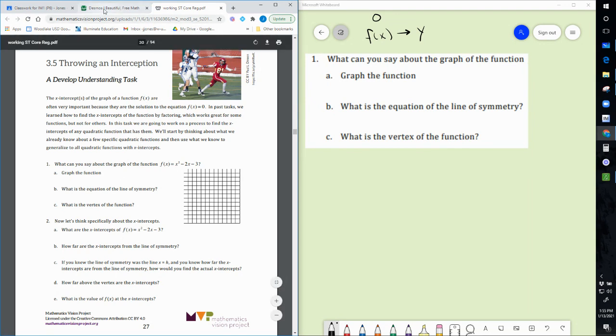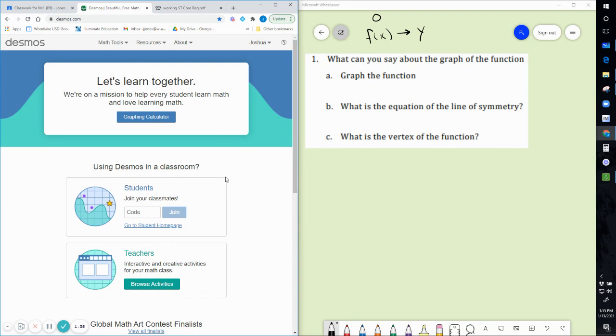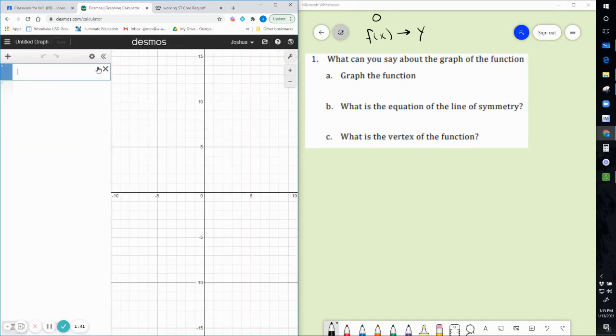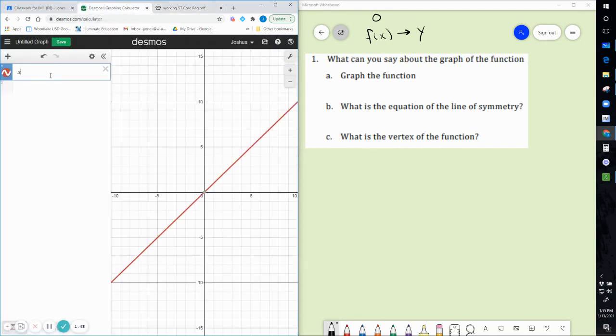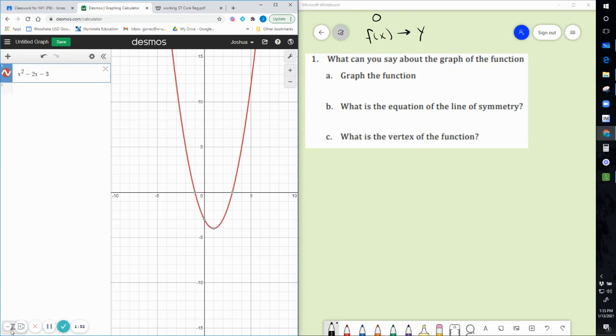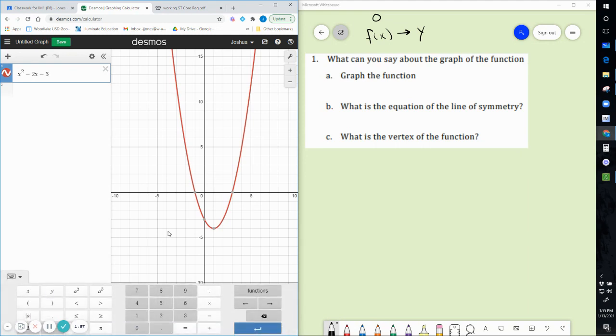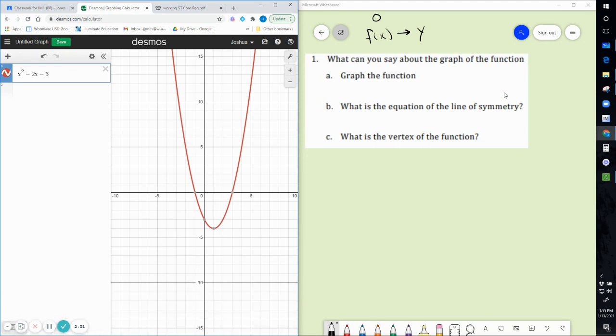The very first thing I want you to do is open up Desmos, go to desmos.com, and click on the graphing calculator. Then we're going to type in the equation: x squared minus 2x minus 3. You should notice on the bottom there's a little keyboard, and you can get the squares and all that if you don't know how to do it on your keyboard. But anyway, there is the graph.